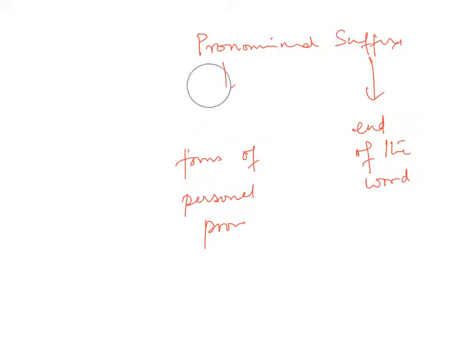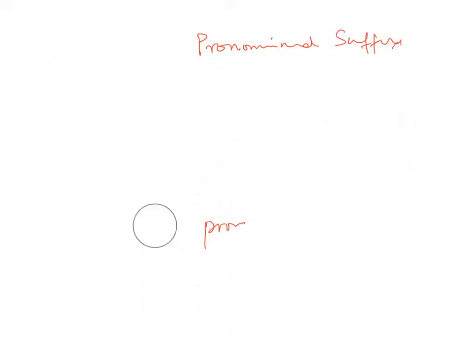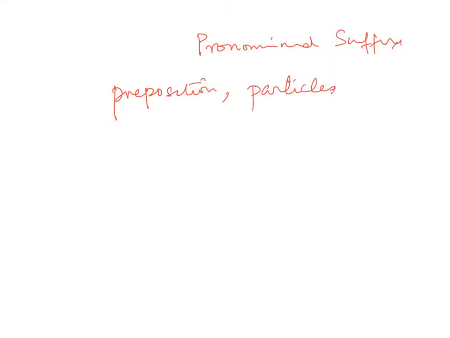Now, remember, pronominal suffixes can be attached to almost anything. They can be attached to prepositions, to particles, to nouns, and to verbs. When they are attached to prepositions, they serve as objects of the preposition. Please remember, they function as objects of the preposition, so you'll translate it as an objective value.